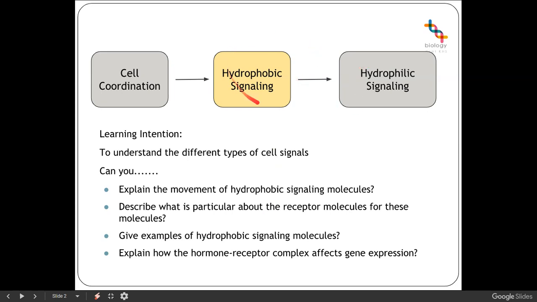So as far as hydrophobic signalling goes, you need to know about the movement of hydrophobic signalling molecules. Describe what is particular about the receptor molecules for these signals. Give examples of hydrophobic signaling molecules, and explain how the hormone receptor complex is able to affect gene expression.